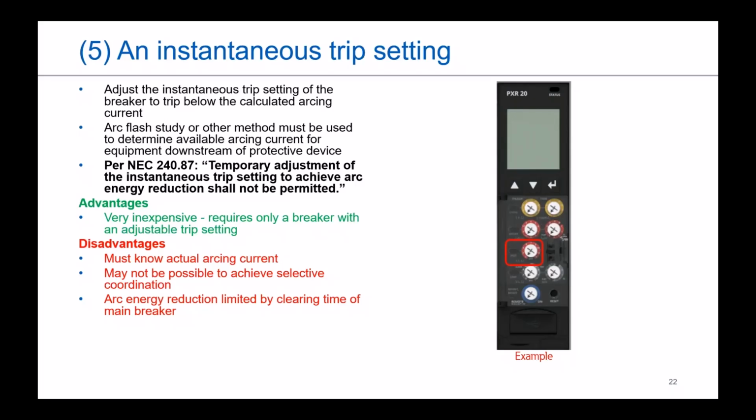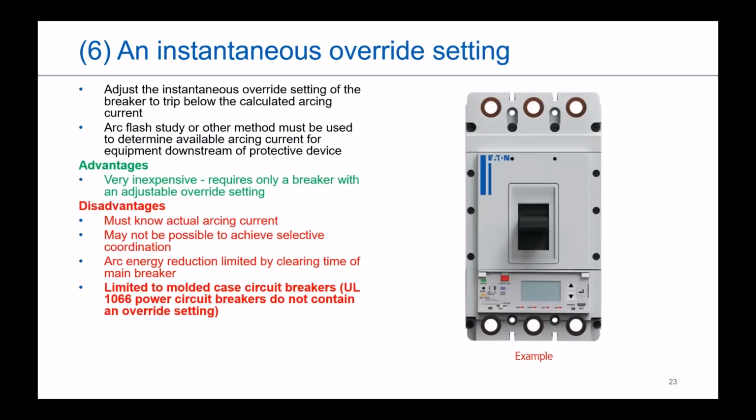And then sometimes, depending on how your system's configured, it may actually bar you from being able to do selective coordination if you need to rely on this instantaneous setting. So that's one of the things to keep in mind in terms of the drawback of just relying on the historical method of just using instantaneous. And then, like I mentioned before, there's an instantaneous override setting, but that is something that is only allowed on multi-case circuit breakers. So unfortunately, a UL 1066 power circuit breaker, which is what you use in low voltage switchgear, that is rated to UL 1558, it's not allowed, so you don't even get this capability.